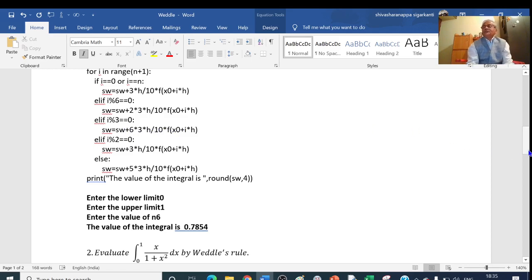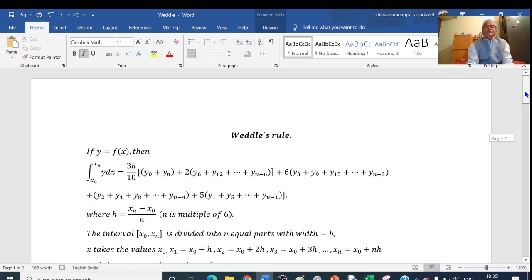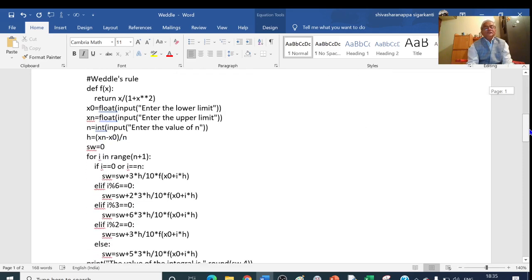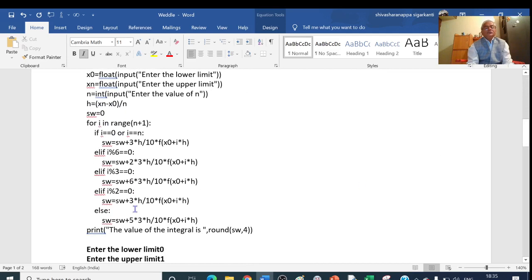If not, if the suffix is even, that is 2, 4, 8 up to n minus 4, then its coefficient is 1 into 3h by 10, that is 3h by 10. That is, SW equal to SW plus 3h by 10 into f of x naught plus ih.